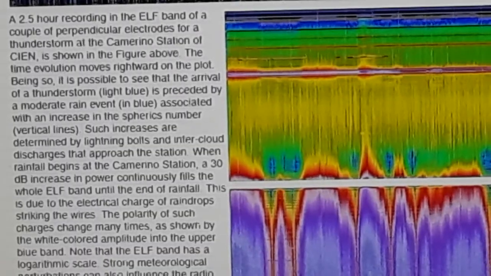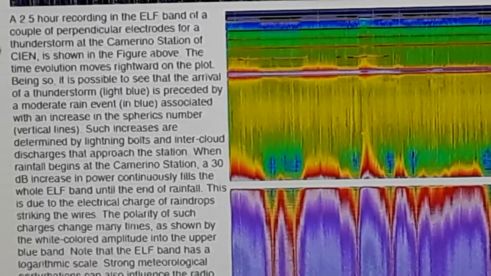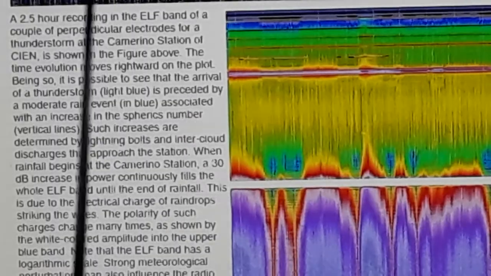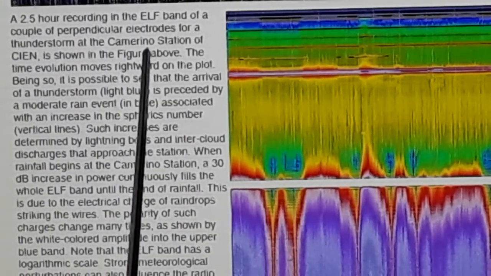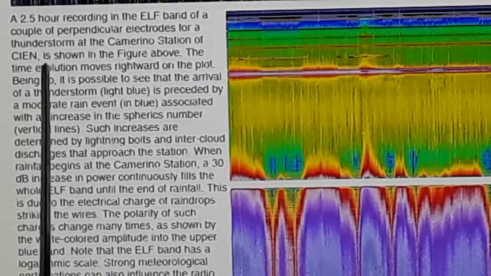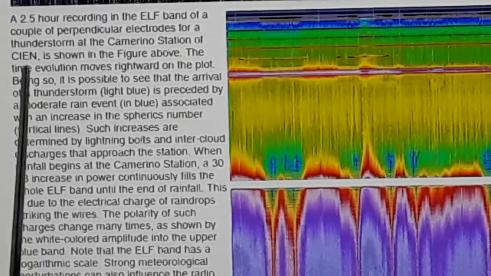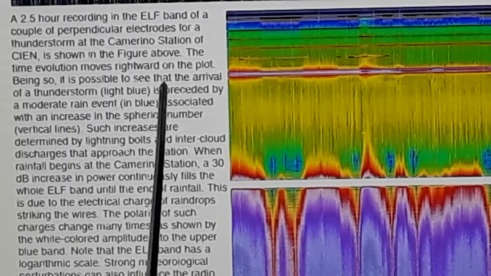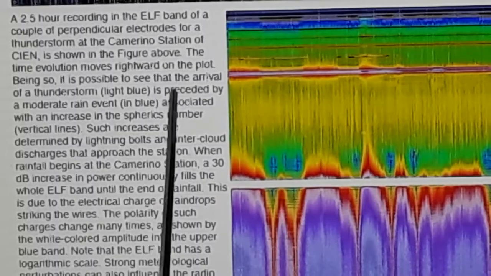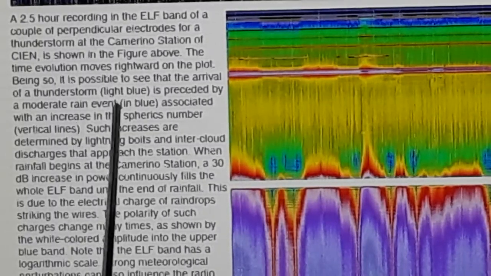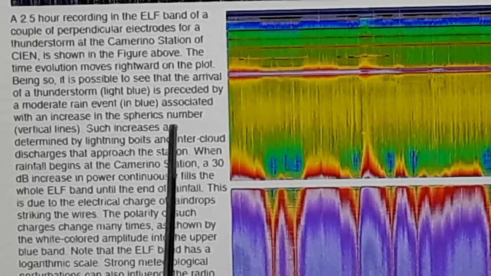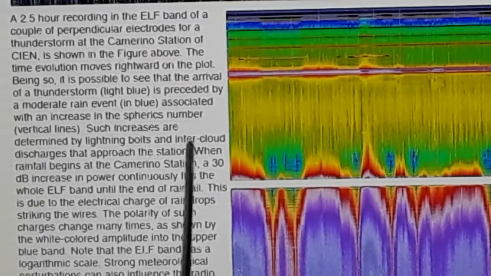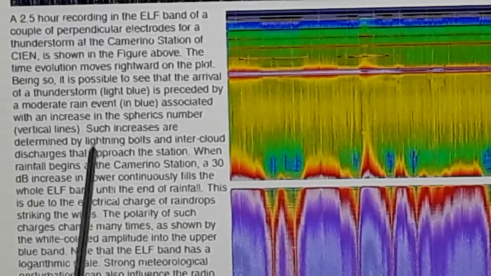I'm at 24 minutes here. I'll just read a little bit of this. A 2.5-hour recording of the ELF band of a couple of perpendicular electrodes for a thunderstorm at the Camerino station of CIEN is shown in the figure above. The time evolution moves rightward on the plot. It is possible to see that the arrival of a thunderstorm, light blue, is preceded by a moderate rain event, in blue, associated with an increase in the spherics' number of vertical lines. Such increases are determined by lightning bolts and inner cloud discharges that approach the station.